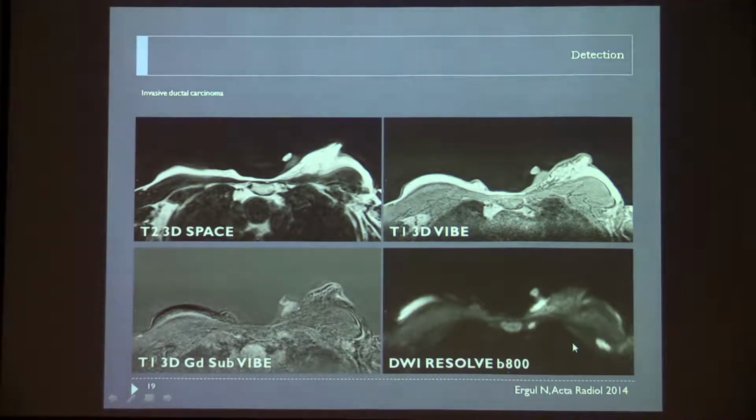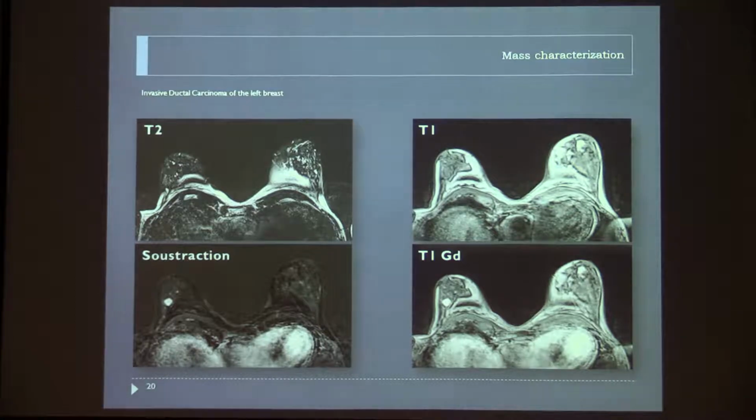Diffusion will show you also normal lymph nodes. So you always have to come back to the morphological image to make sure whether this is a normal lymph node or a pathological lymph node. But it's nice for the detection.